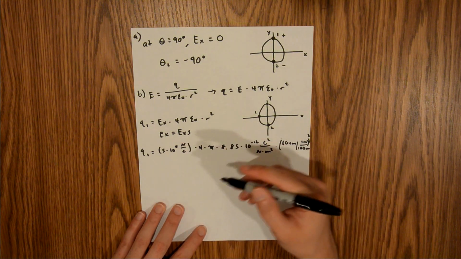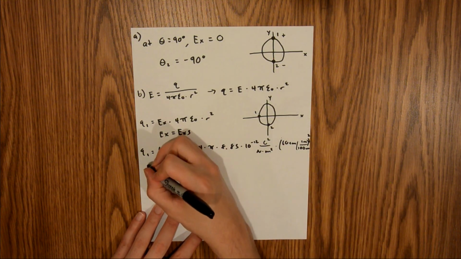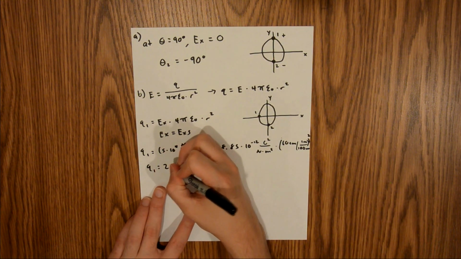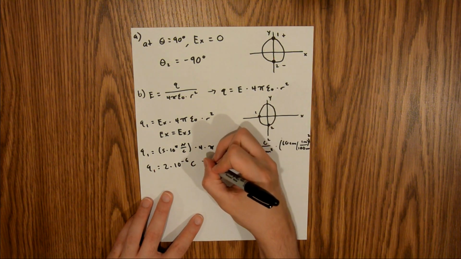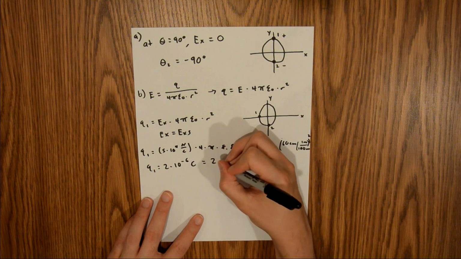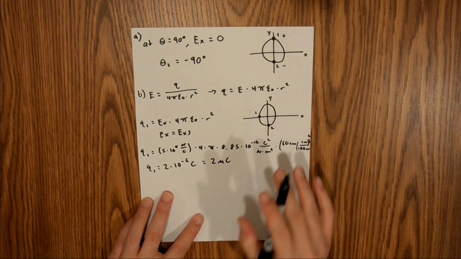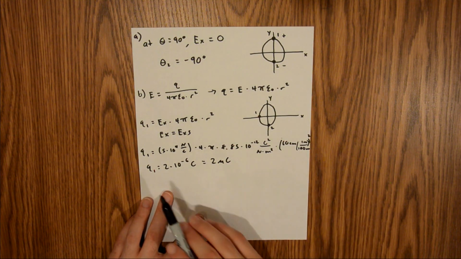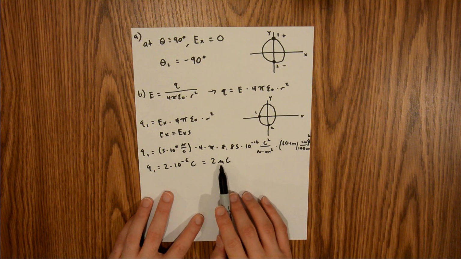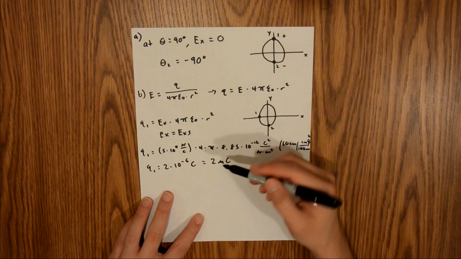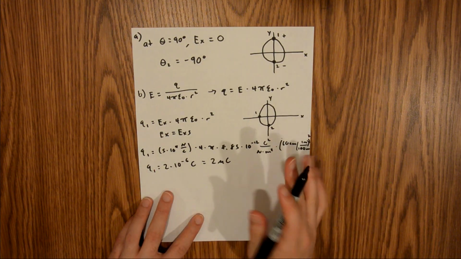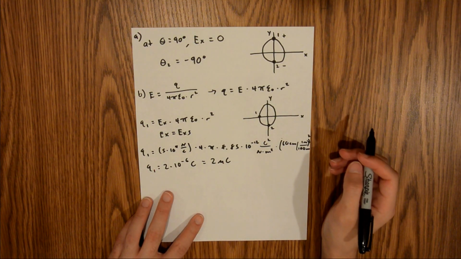And if you plug all of that into your calculator, you will find that charge 1 is equal to 2 times 10 to the negative 6th coulombs, which, if you write it a little more compact, you can say 2 microcoulombs. Now one thing is we just need to double check our sign. So Q1 is equal to positive 2 microcoulombs. And up here by our analysis, we saw that bead 1 is positive. This is also positive, so that checks out. And that is the final answer for part B.